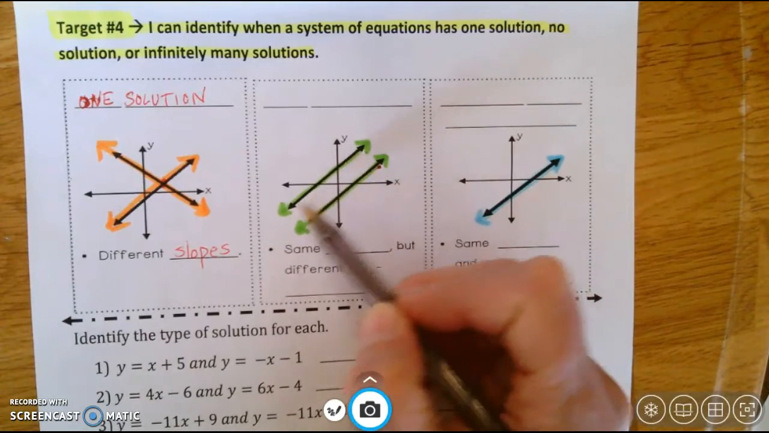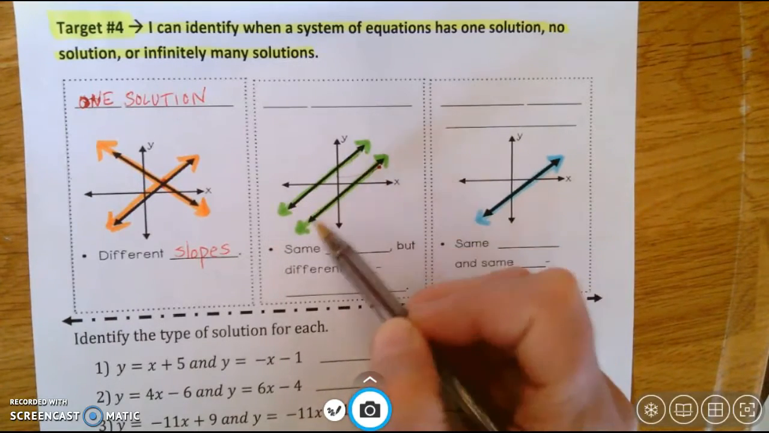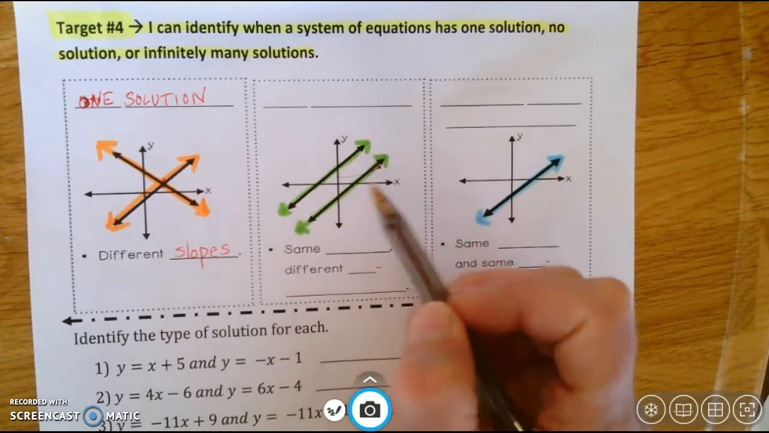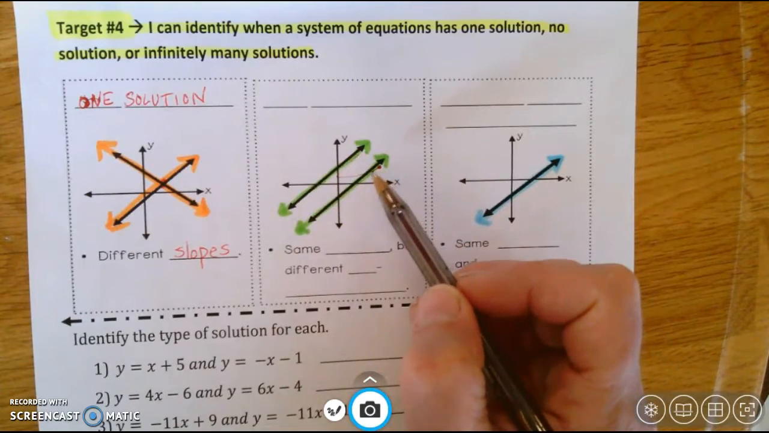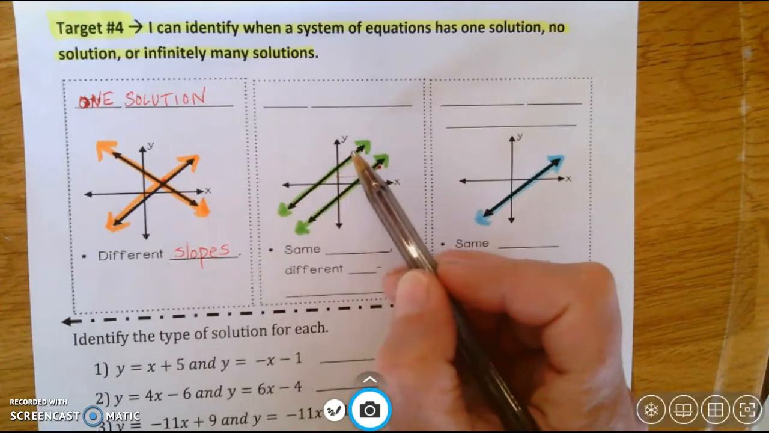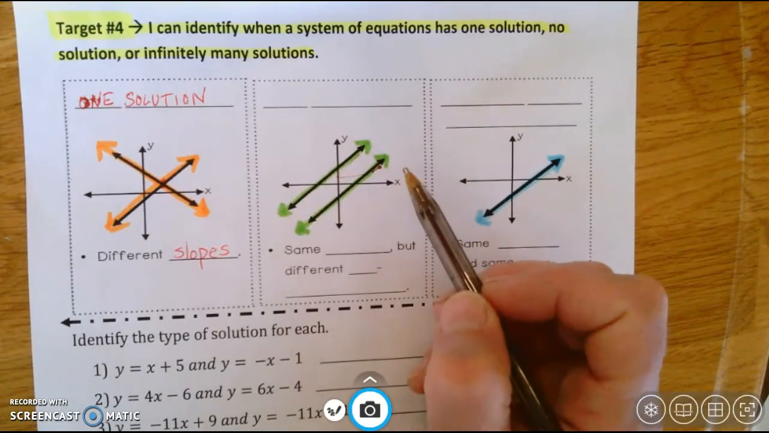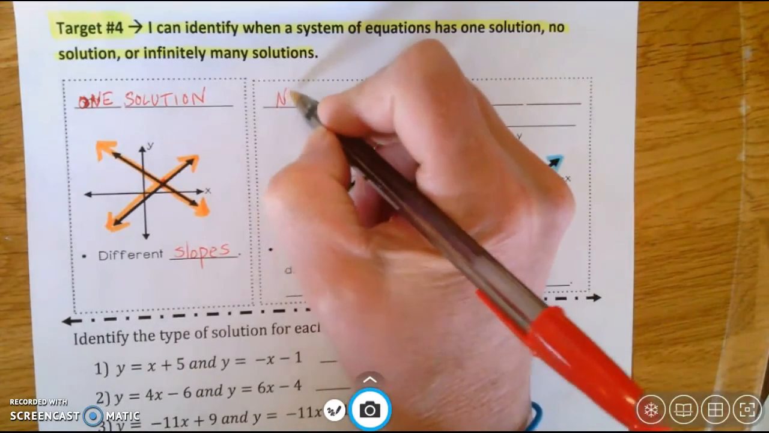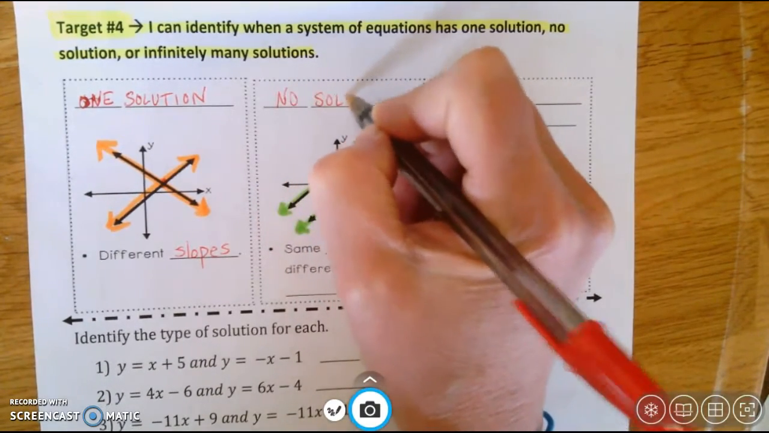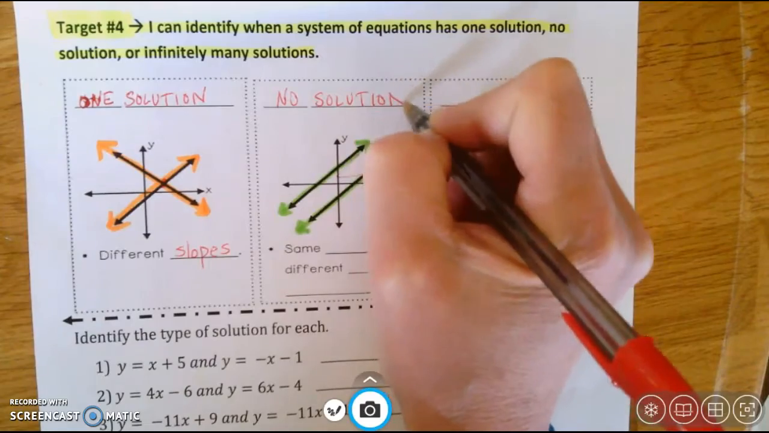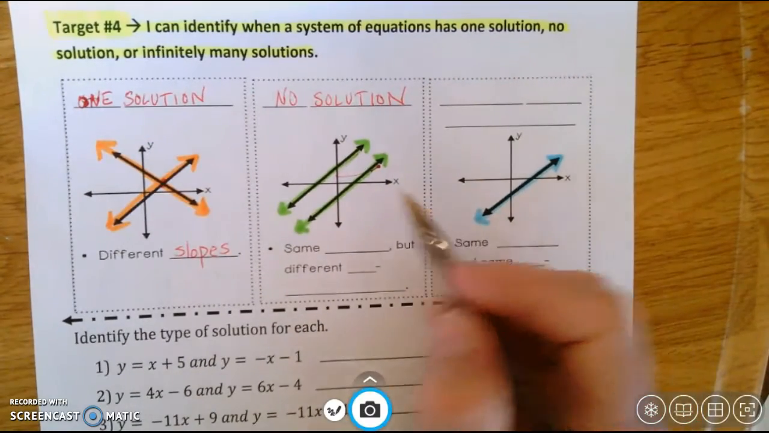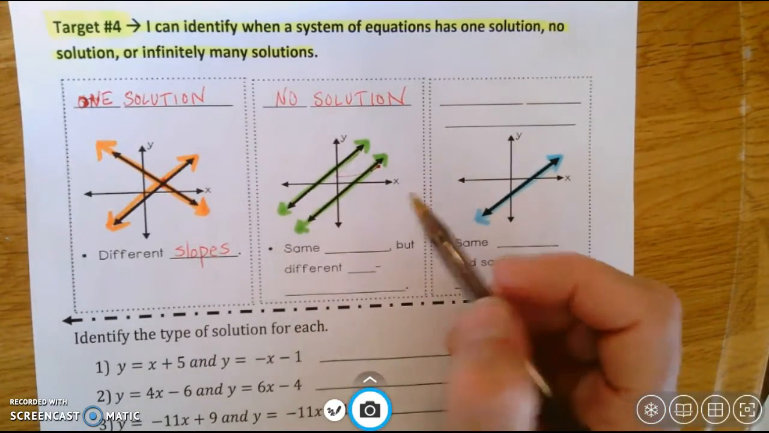When this line and this line get graphed and they end up being parallel to each other, think about train tracks. Train tracks are parallel because they're the same distance apart. They're never going to come together, and they're never going to go apart. We say that this system actually has no solution. They will never cross each other. We do not have a POI.